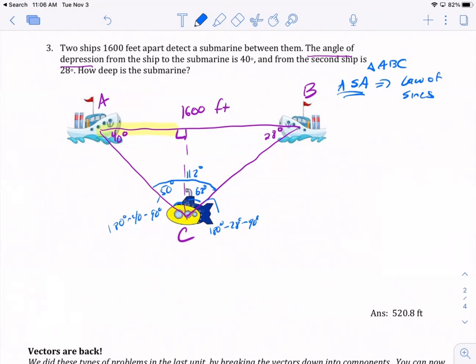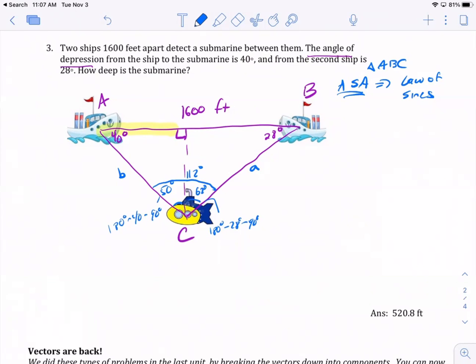Okay, so Aria, will you help us set up law of sines? And we need to determine which side we want to find, right? So I'm going to call this side little b and this other side little a. Which side would you like to find? Little a. Okay, little a. So let's do it. What do we set up? We want to find little a.